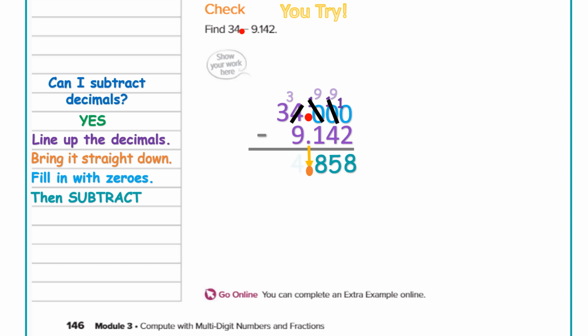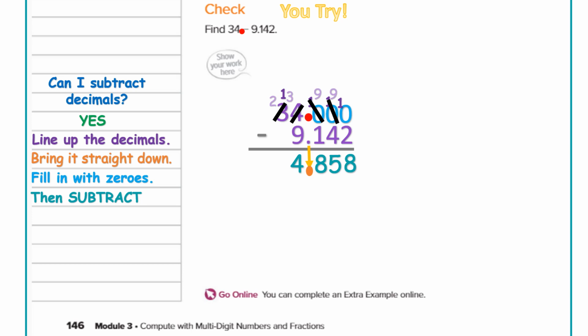3 minus 9 can't be done, so we borrow again. And 3 becomes a 2. The 1 goes in front of the 3 to make 13. And then 13 minus 9, as I already put down, is a 4. And then that leaves me with a 2.